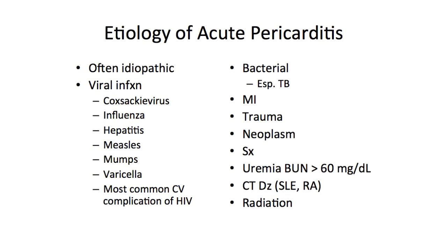Pericarditis is often idiopathic in etiology. However, it's most commonly caused by viral and bacterial infections. It's important to note that viral acute pericarditis is the most common cardiovascular complication of HIV. Other causes of pericarditis include myocardial infarction, trauma, neoplasm, surgery, uremia with a BUN greater than 60 milligrams per deciliter, connective tissue disease such as systemic lupus erythematosus and rheumatoid arthritis, and radiation.